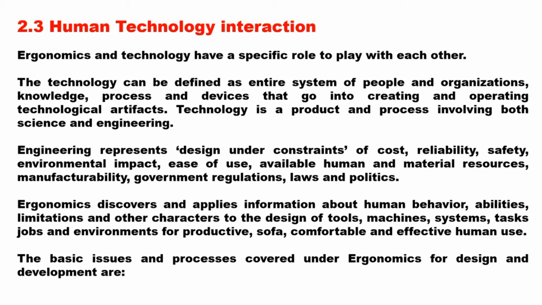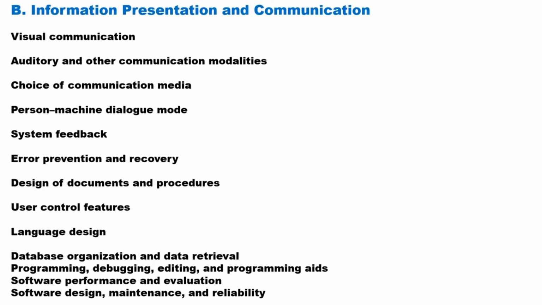Ergonomics discovers and applies information about human behavior, abilities, limitations and other characteristics to the design of tools, machines, systems, tasks, jobs and environments for productive, comfortable and effective human use. The basic issues and processes covered under ergonomics for design and development are: A. Human characteristics, psychological aspects, physiological and anatomical aspects, group factors, individual differences, psychophysiological state variables, task-related factors.